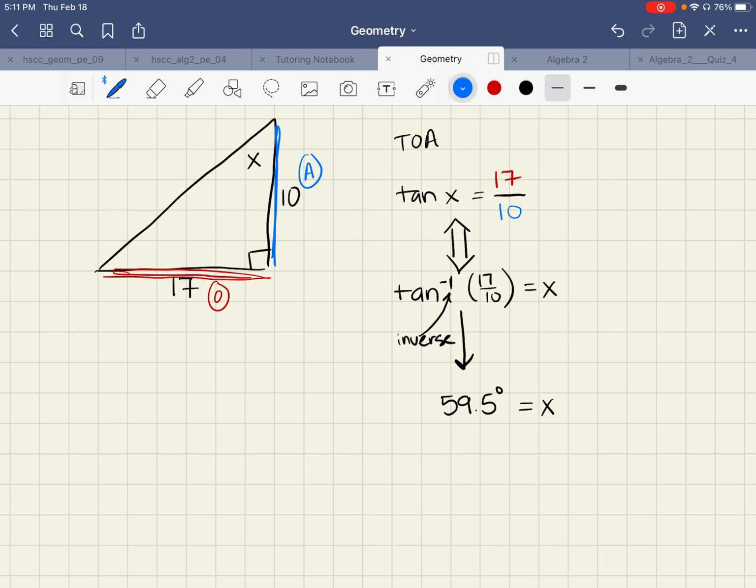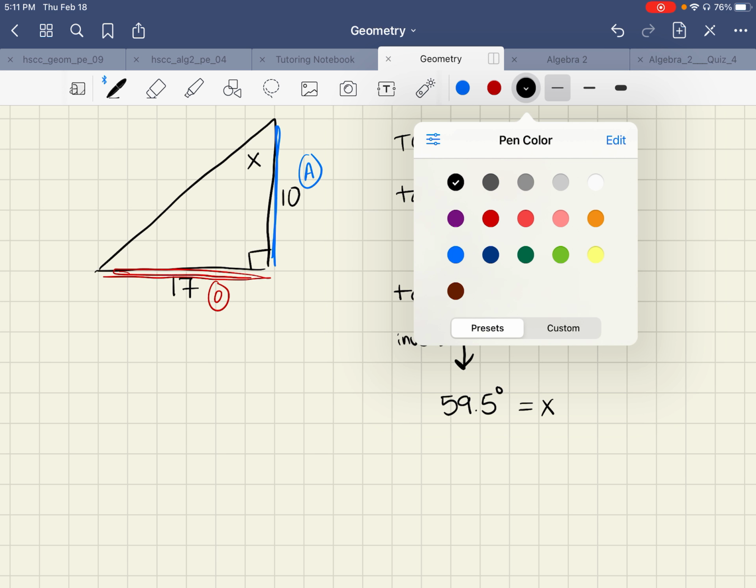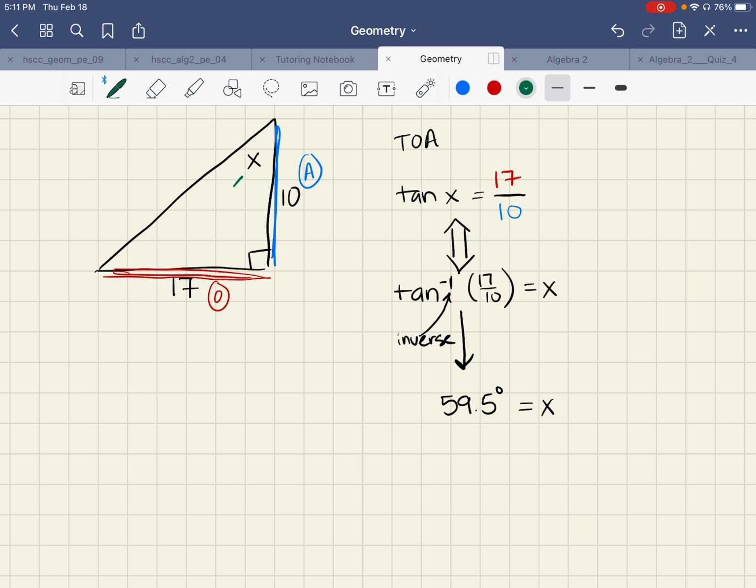So we now know that this angle x right here is 59.5 degrees. Now, a second question I'm going to ask is, after you find that angle, I want you to figure out what is that third angle over there. If you remember, the angles of a triangle will always add up to 180. Let's call this angle t, T for third angle. I want you to find angle t.